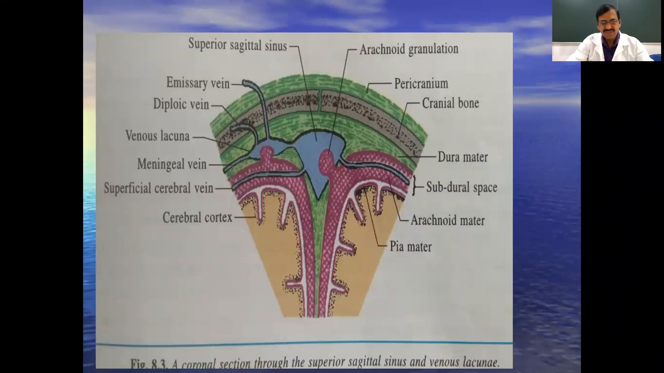CSF is produced at the choroid plexus, in the lateral ventricles and third ventricle, by the filtration of blood. After serving its function, it must be absorbed from the cavities. That function is performed by the arachnoid granulations. They are like the roots of a tree. They absorb the CSF, especially into the superior sagittal sinus.